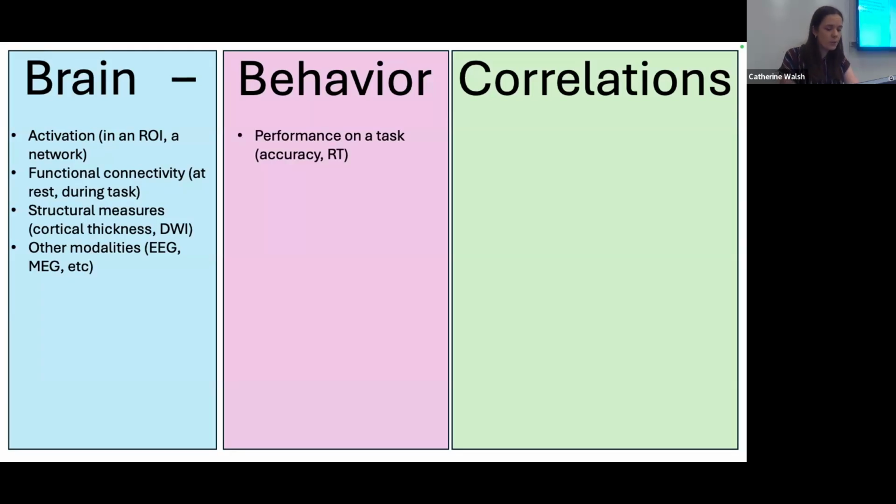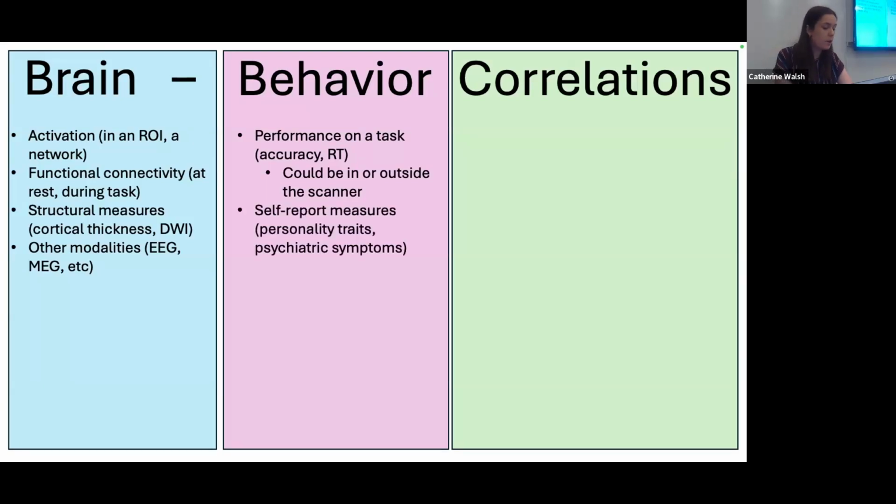Next is behavior. This could be things like performance on a task, so accuracy, reaction time, any measure that you might calculate from a task. This could be inside or outside the scanner. It could be self-report measures, so things like personality traits, psychiatric symptoms. So really, this is pretty broad.